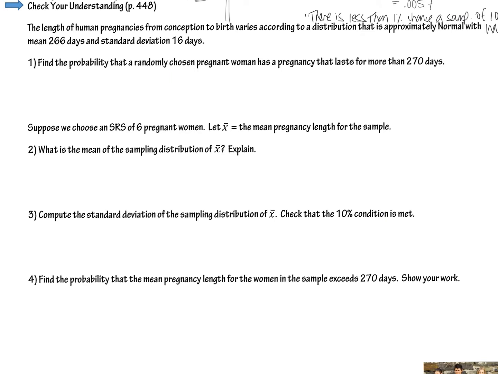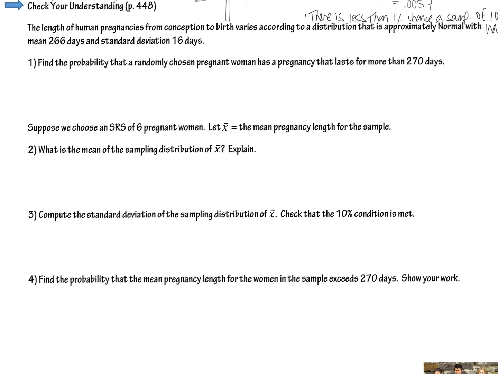Actually, it says human pregnancies, not to be confused with elephant pregnancies or dog or cat pregnancies. From conception to birth varies. Did you know, fun fact, that the distribution of length of human pregnancies is approximately normal? Mean 266 days, glorious days of just having a lot of fun and a lot of wonderful things happening to the woman's body, and a standard deviation of 16 days.